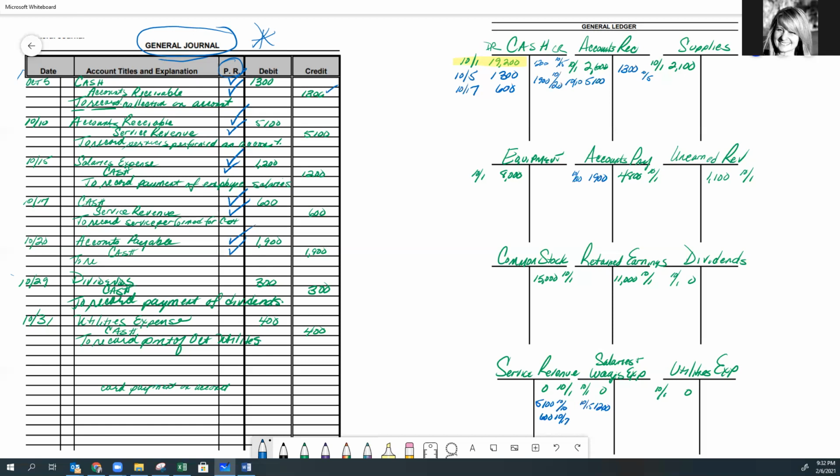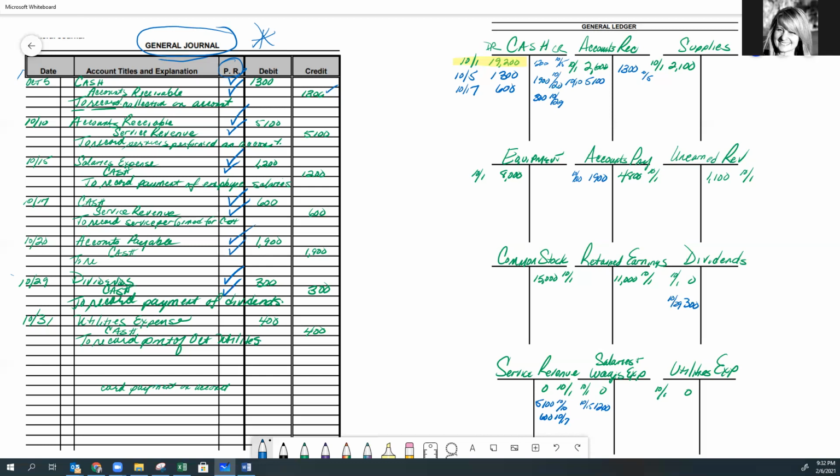Okay. All right. So our transaction on 10/29, we're debiting dividends for 300. So let's come over here, 10/29, and put our 300 in our dividends account, and we're crediting cash for 300. So let's come over here and credit cash, put it on the credit side on 10/29. You can see this is actually quite easy to do.